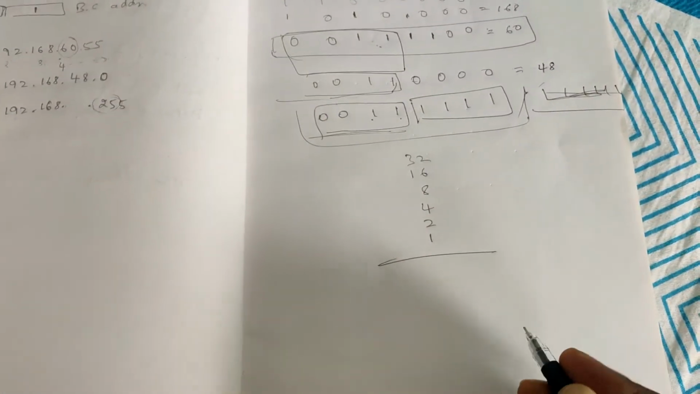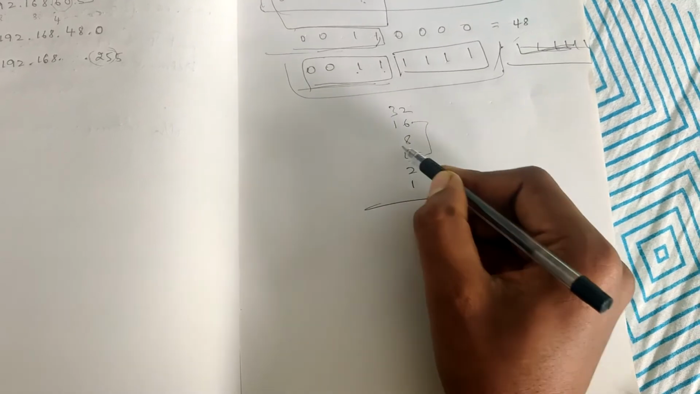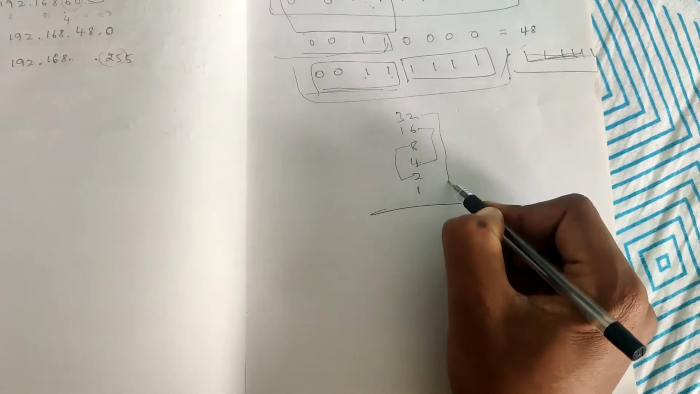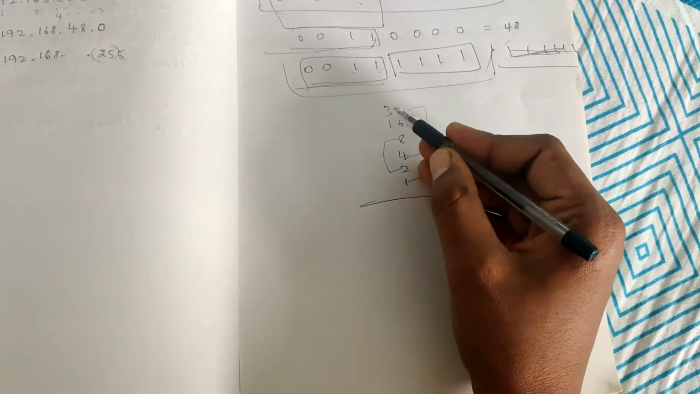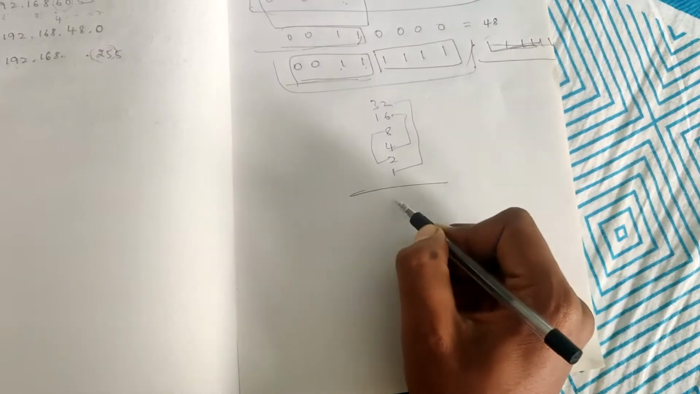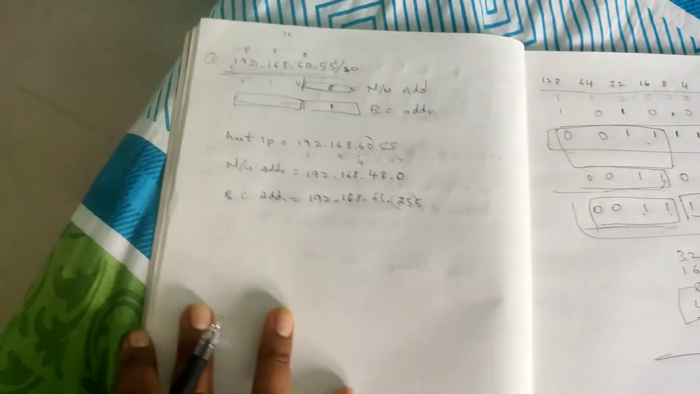Okay, let's calculate the sum of this. 32, 16 plus 4 is 20, 32 plus 1... so it is 20, 30, 30 plus 30 is 60, 63. That is the value, 63. That is your broadcast address. So you clearly understand now.